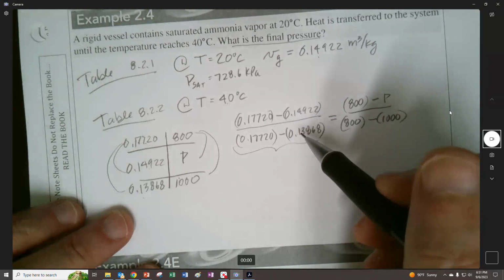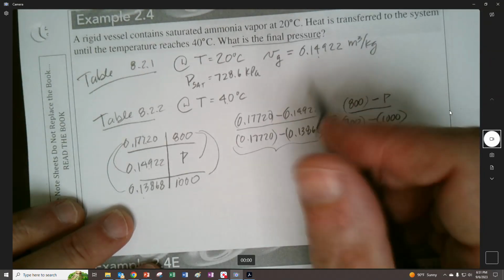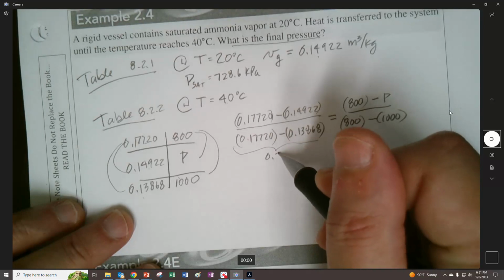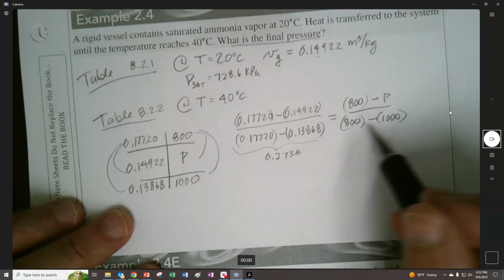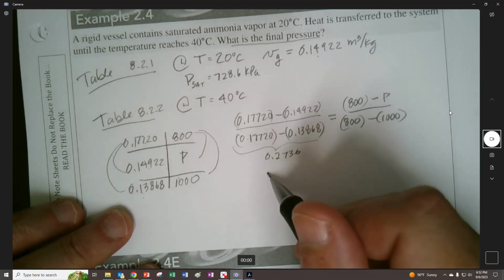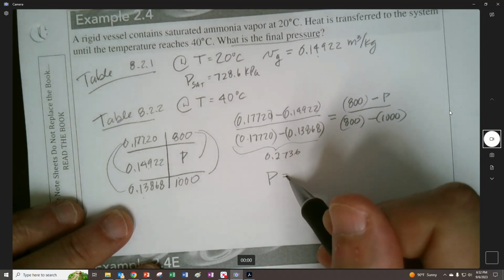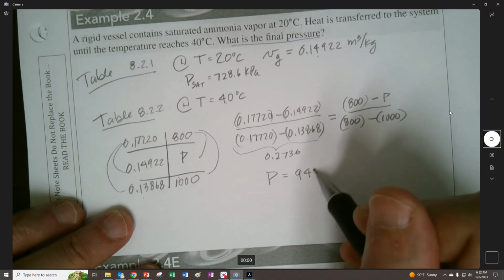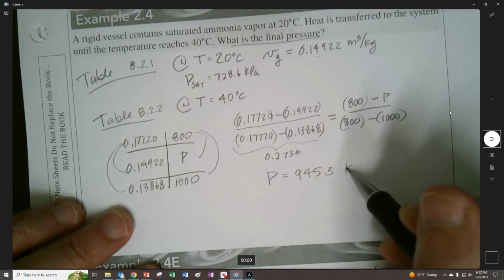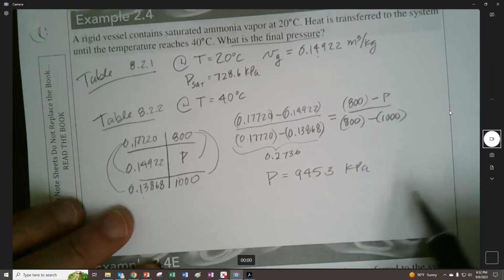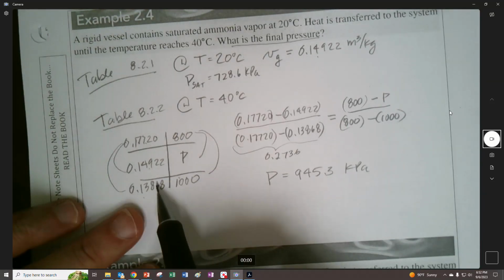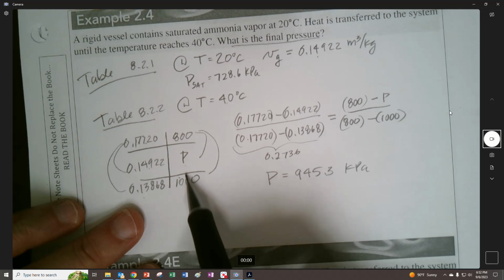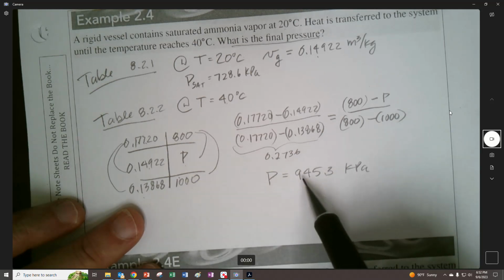Check this out, and this ends up being 0.2736, right? So 27% of this range, which is going to be a minus 200. And we end up finding a P that's going to be 945.3 kPa. And you can kind of check that it's going to be a little bit closer to this one than it is to that one.